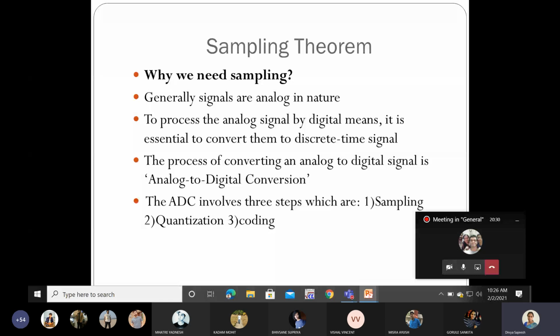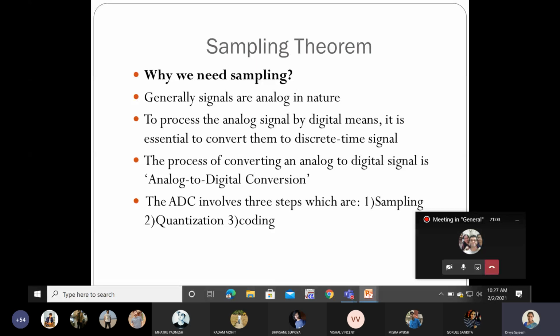So how do we obtain the discrete signal, as our real world signals are all analog in nature? How to get the discrete signal using the sampling theorem. Why we need the sampling theorem is because almost all our signals are analog in nature, whereas all the processing is done in the digital part, so we have to convert the analog signal into digital signals. So it is essential to convert them into discrete time signals.